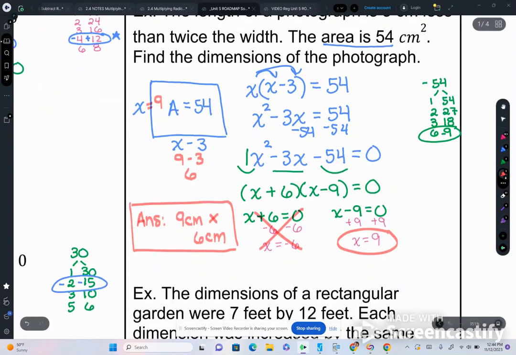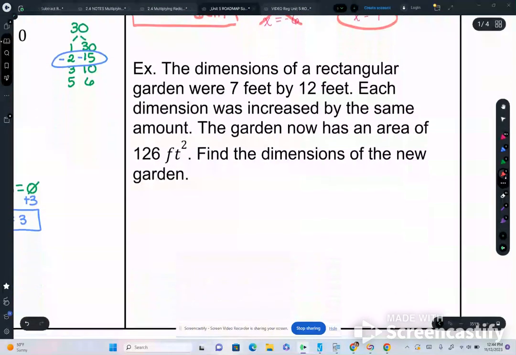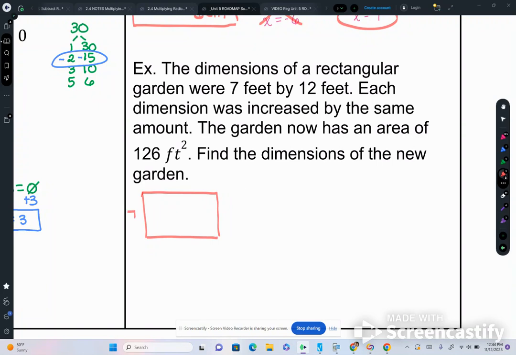As we look at example 2, same idea. It says the dimensions of a rectangular garden are 7 feet by 12 feet. So again, drawing a picture is always a great idea. So here's my garden, and it says the garden is 7 feet by 12 feet.